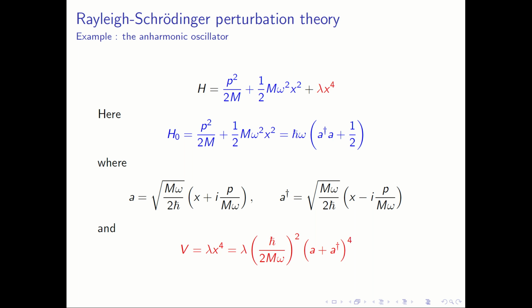So let us try to figure out exactly how much the ground state of the harmonic oscillator, whose energy, as we all know, is h cross omega into half, will shift because of this lambda x to the 4 term, and we are going to carry out the calculation to first order in perturbation theory and then to second order in perturbation theory.